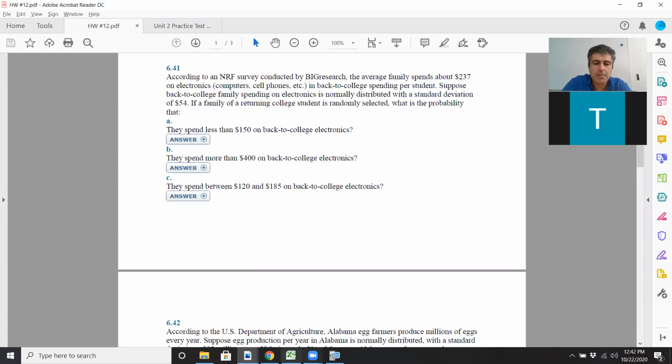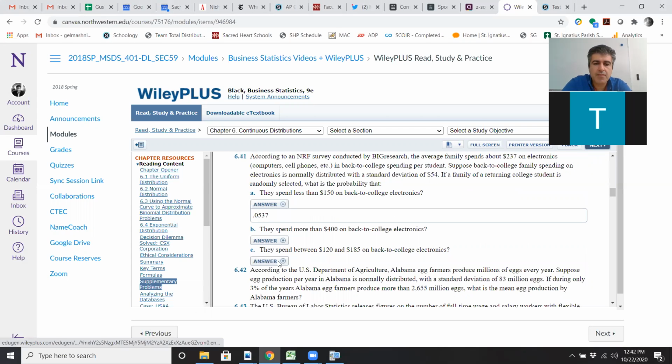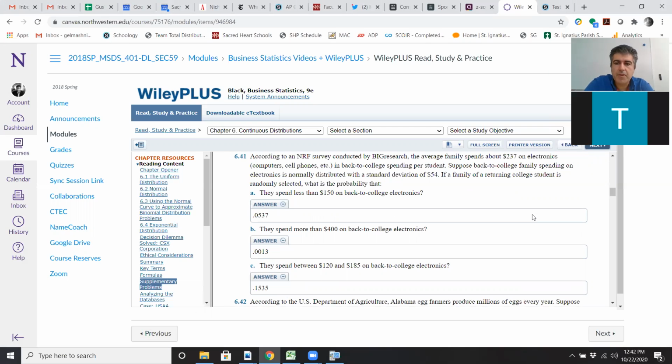So for 6.41, here are the answers. According to an NRF survey conducted by Big Research, the average family spends $237 on electronics in back to college spending per student. Suppose back to college family spending on electronics is normally distributed, with a standard deviation of $54, and the mean is 237. You're asked to find: what's the probability of spending less than 150? What's the probability of spending more than $400? What's the probability of spending between 120 and 185?